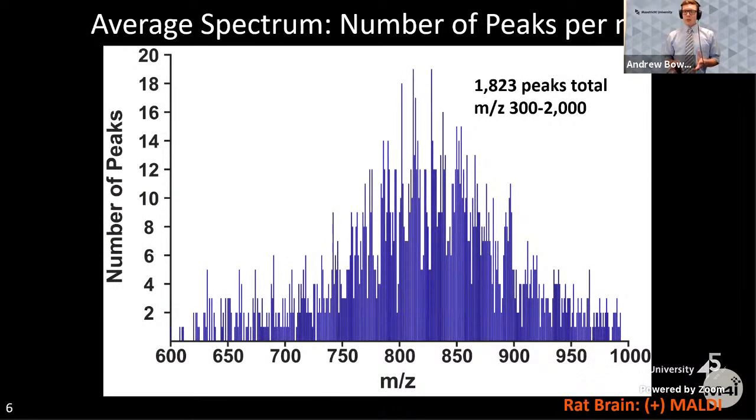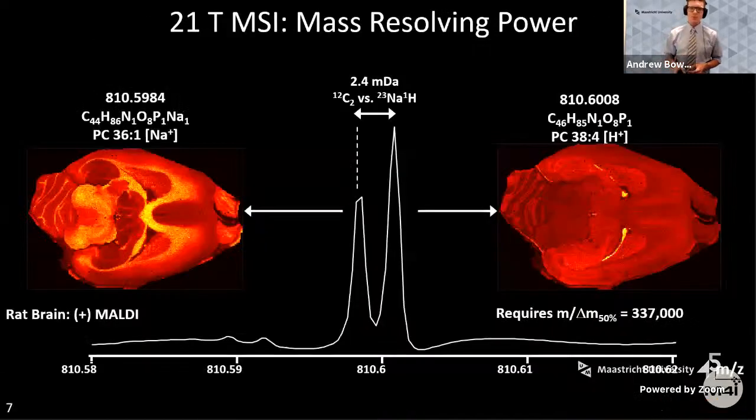Using 21T data, we found that our average number of peaks per mass to charge unit could go upwards of 19 different peaks in a single mass to charge. And that equates to about 1,800 peaks total in a 300 to 2,000 mass to charge experiment. One of the reasons we really wanted to focus on this experiment is that mass resolving power lets us separate very distinct masses that have nominally similar mass to charge ratios.